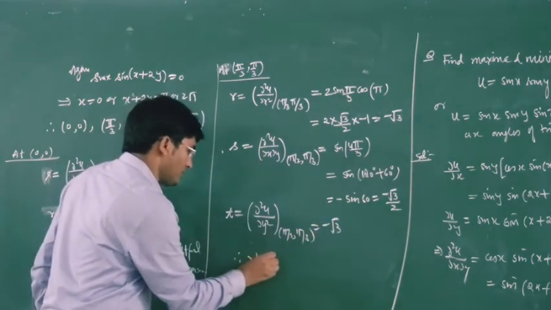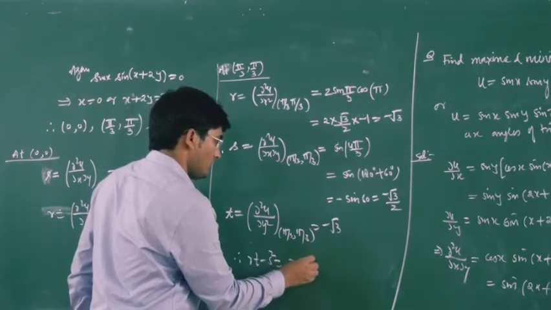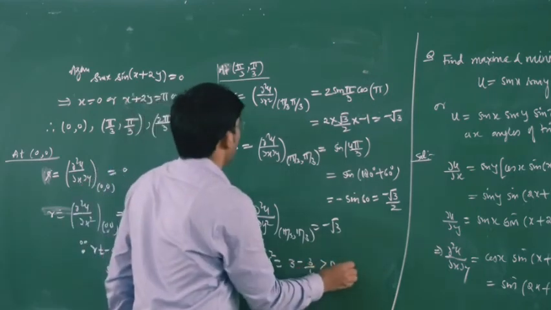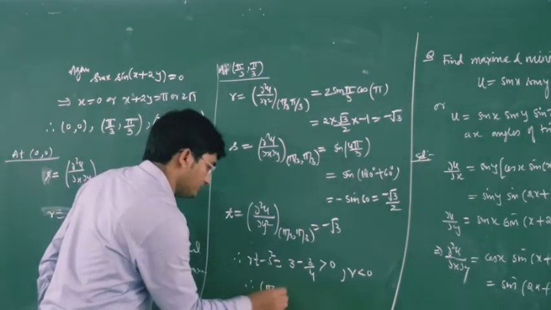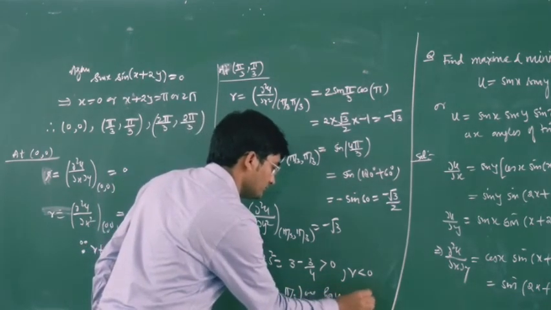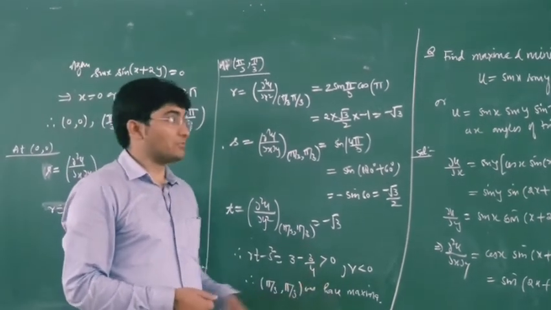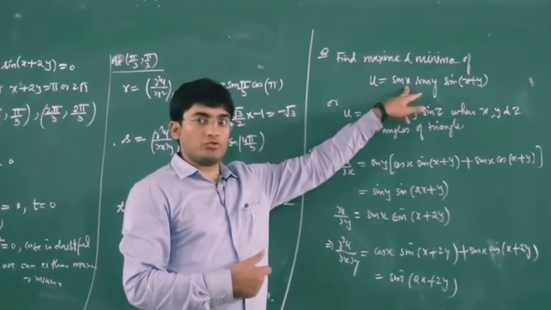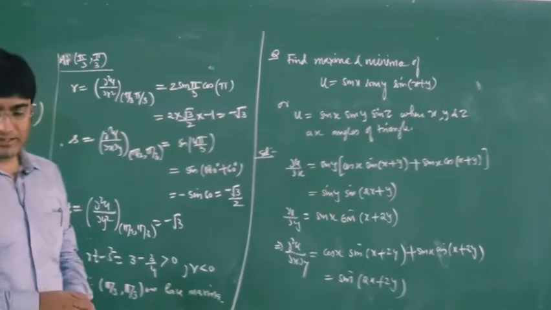Therefore rt minus s square, r into t will be 3, minus s square, so this will be 3 by 4, and you consider this is positive, and as our r is negative, so at pi by 3, pi by 3, we have maximum. So at this point, at pi by 3, pi by 3, we have the maximum. And if you want to get the maximum value, then the maximum value will be sin pi by 3 into sin pi by 3 into sin 2 pi by 3.